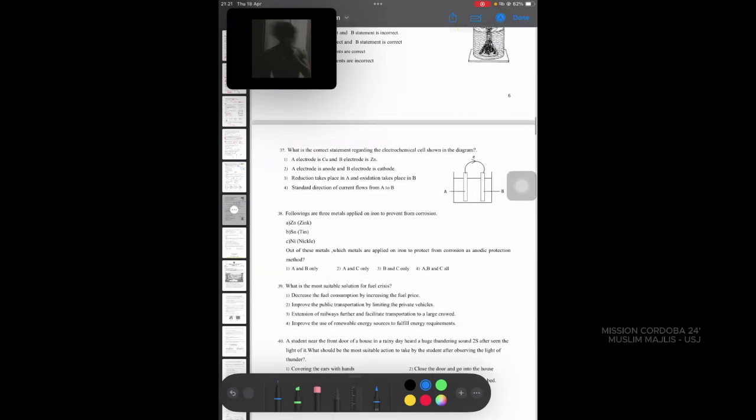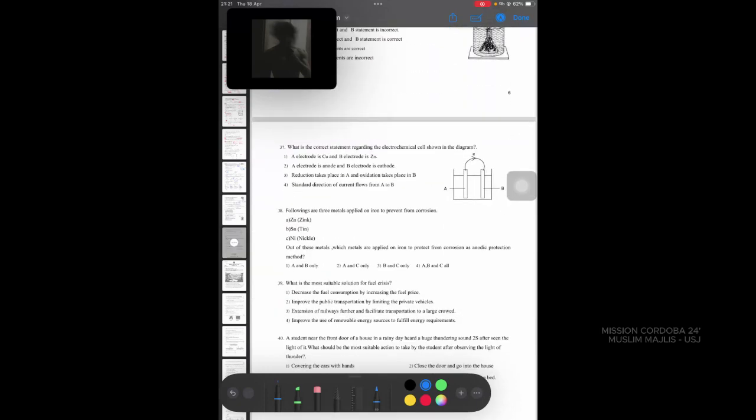Right, here, now tell me, which is the more reactive one, A or B? First tell me that. We'll go simple, will you? B.